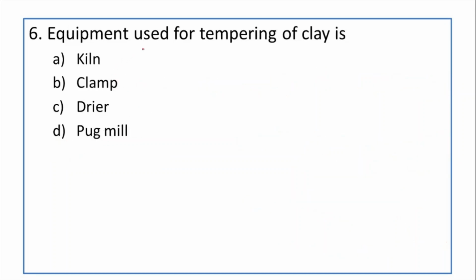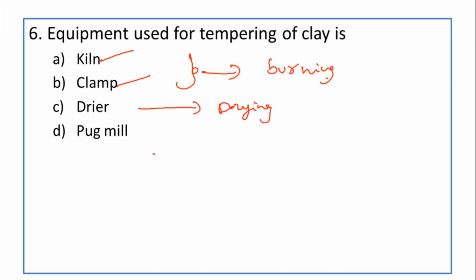The next one is equipment used for tempering of clay is. Basically if you take the kiln clamp, they are used for the purpose of burning. Whatever the dryer is there, that is used for the purpose of drying. And whatever the pug mill is there, that is used for the purpose of tempering. So the answer here is pug mill. Pug mill is used for tempering of the clay.